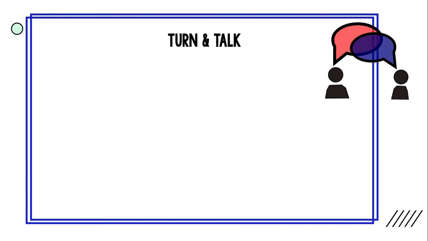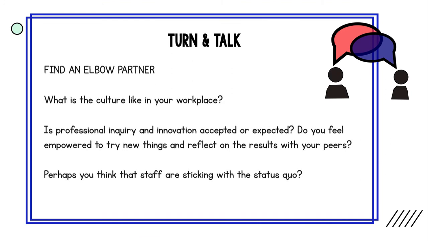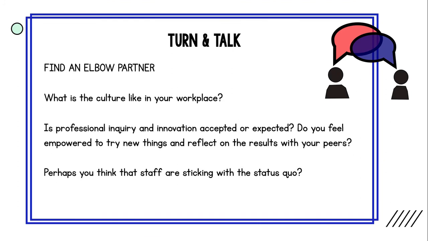Time for a turn and talk. You're going to find an elbow partner and discuss what the current culture is like in your workplace. Is professional inquiry and innovation accepted or expected? Do you feel empowered to try new things and reflect on the results with your peers? Or perhaps you think that staff are sticking with the status quo. You have 3 minutes to chat with an elbow partner beginning now.